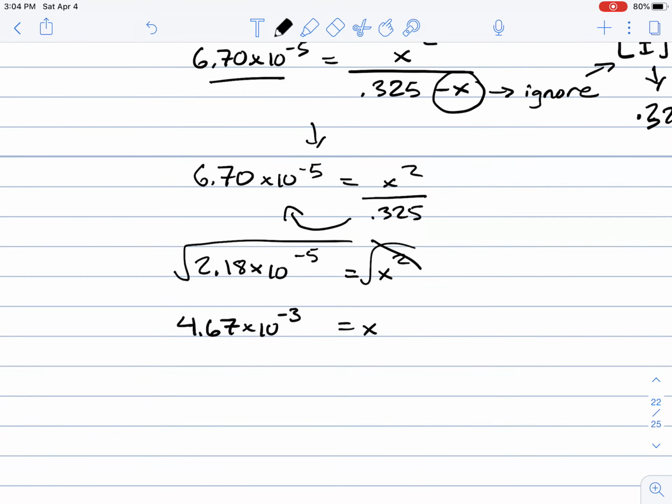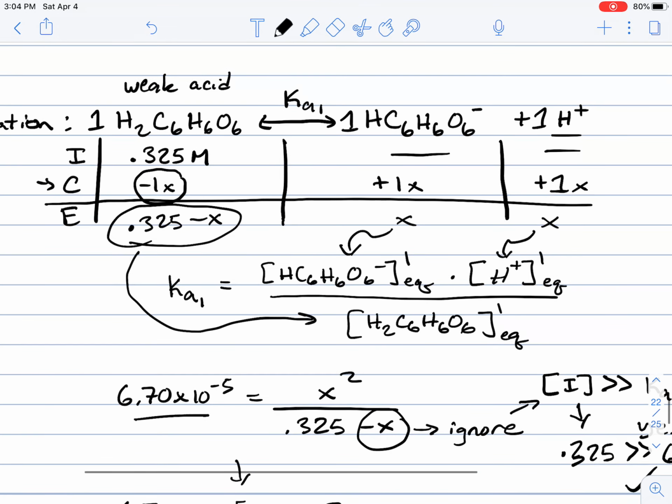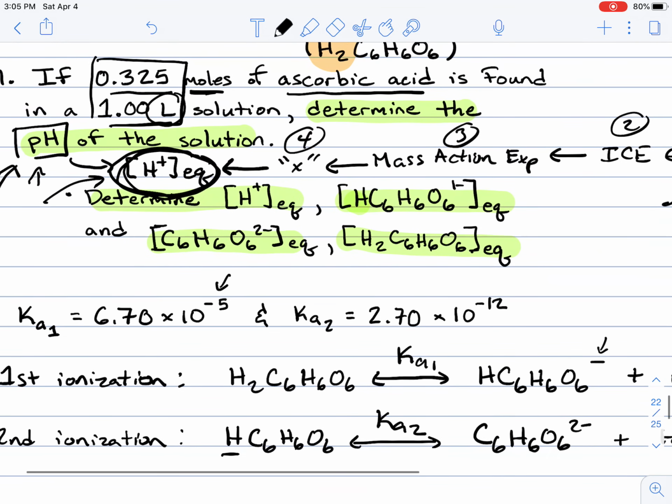And so this x is once again representing the change, if you will, in the ICE table. And so what we want to do is address some of these questions. We want to determine the equilibrium concentration of the hydrogen, the conjugate base of ascorbic acid, the anion of ascorbic acid, and ascorbic acid itself.